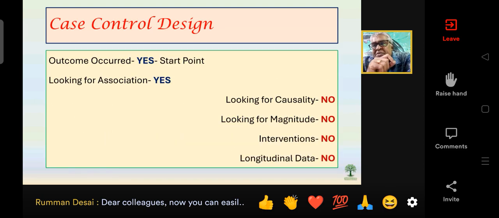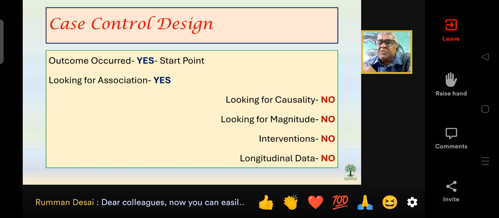So when can you use a case control design? Outcome has occurred. That's the start point. Think of a case control design if you are looking for an association. What are the risk factors for this particular outcome? Think of a case control design. If you are looking to say that this risk factor causes this outcome, no.